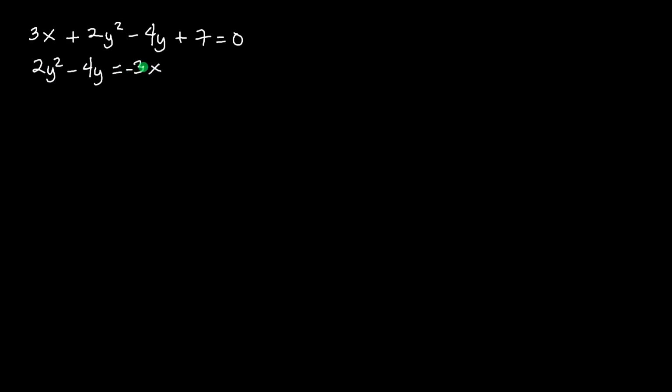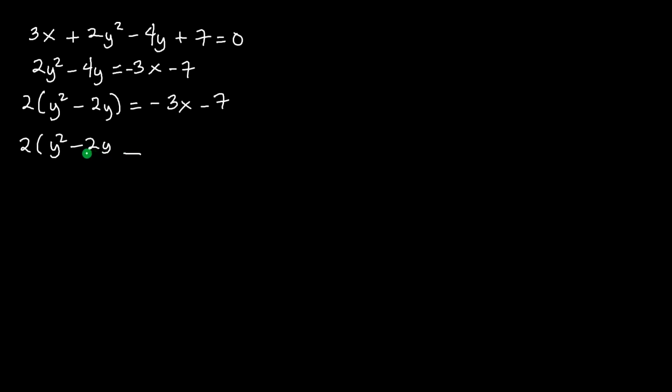Now factor out 2, we will have y squared minus 2y. This equals negative 3x minus 7. Now by completing the square, 2 times y squared minus 2y, we shall introduce a number here. Negative 2 divided by 2 is negative 1. Then take the square of that, that's positive 1. It equals negative 3x minus 7.